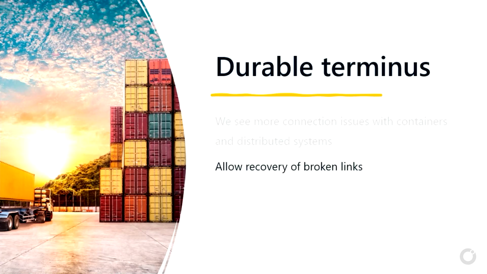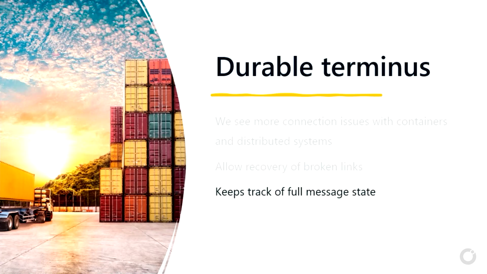So durable terminus will allow you to recover that link. Basically it says, okay, I see that you're coming back with the same ID, the same name, you're connecting on the same terminus, so we are going to re-establish that link, and this will make sure that your full message state will be preserved. And like I said, most importantly here are those logs. So you also won't have to do a renew log anymore.